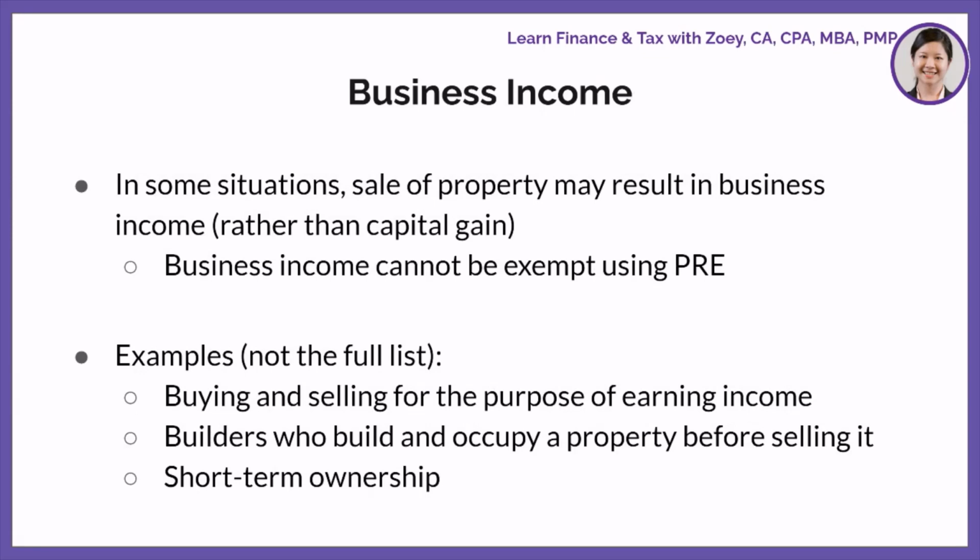In some situations, the sale of property may result in business income rather than capital gain, and business income cannot be exempt using the principal residence exemption. For example, buying and selling properties for the purpose of earning income, builders who built and occupied a property before selling it, and short-term ownership.